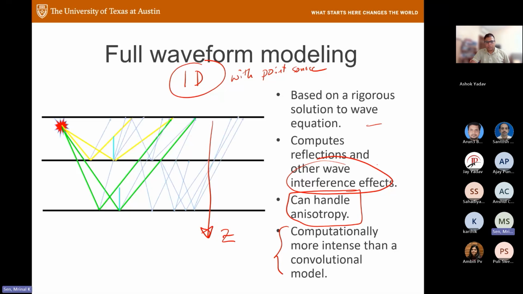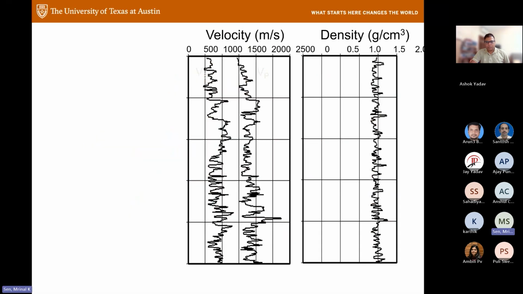Okay. And remember, I'm talking about full wave modeling. That means I'm going to try to include everything, all kinds of wave effects. So let's try it with some examples here.